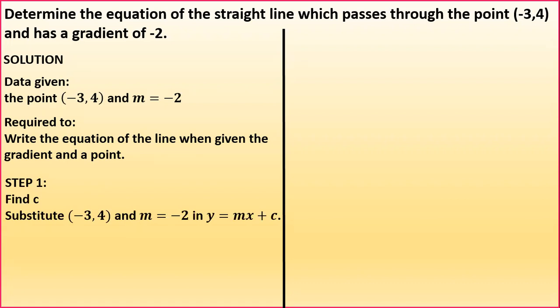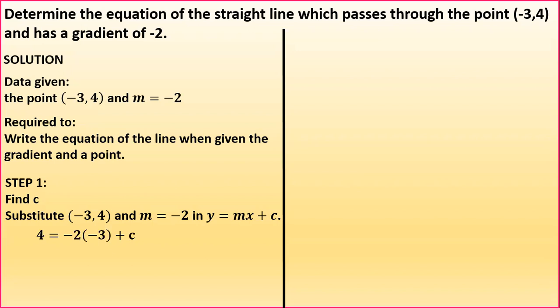Because we are given the gradient, we can find c. How do we find c? We are going to substitute the point and the gradient in the equation y is equal to mx plus c. In this case, the point is -3, 4 and our gradient is -2. We know our x value is -3 and our y value is 4.